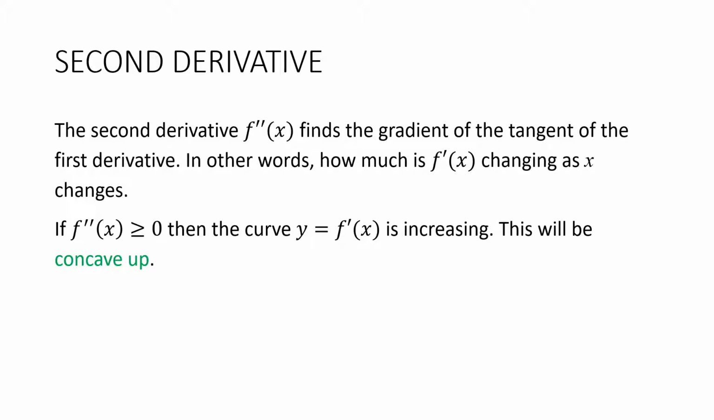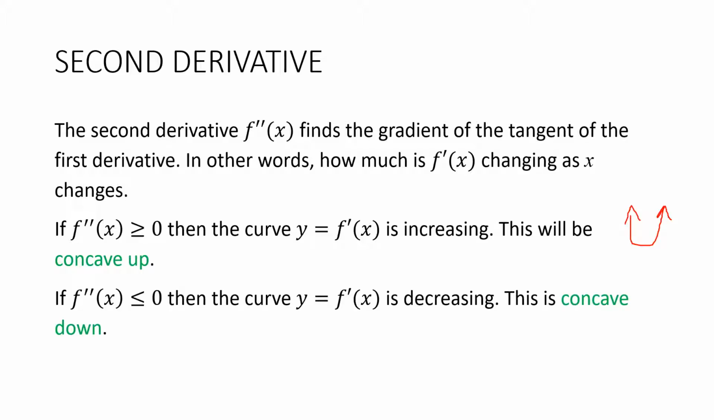Now, if the second derivative is greater than or equal to 0, then the curve y equals f dashed of x, so the first derivative, must be increasing. And that means the original curve is going to be concave up. It's going to look like this.